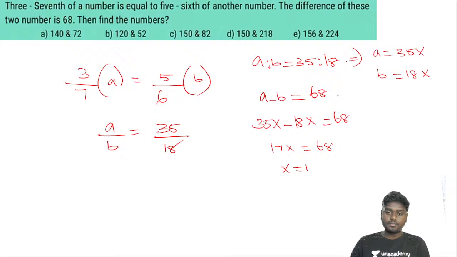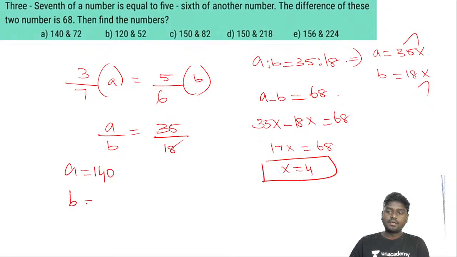And the value of x, what you'll be getting is ultimately 4. So you got it as 4. Simply just substitute it here. Substitute it here, you get the value of a and b. So a will be 35 into 4, 140. And b will be 18 into 4, you get 72.